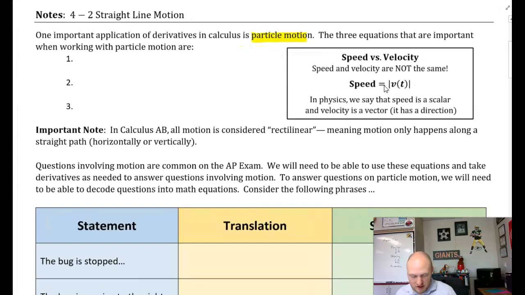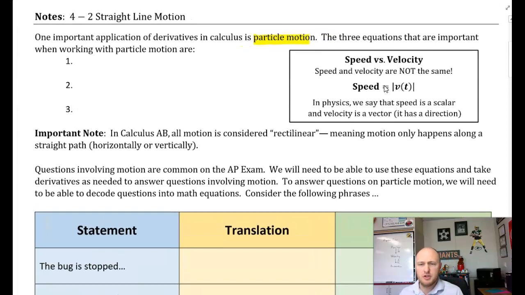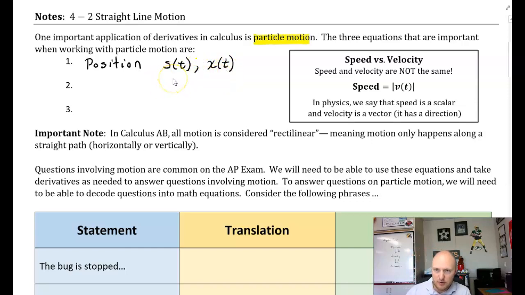The three equations that are important when working with particle motion are, the first one given is position. So this is the position of an object or a particle, and the functions often used are s of t and x of t. Don't ask me why, but s and x are generally how those functions are represented.